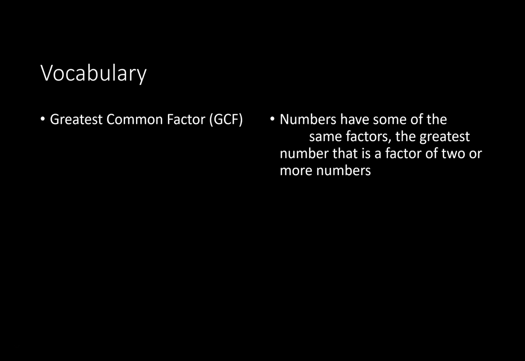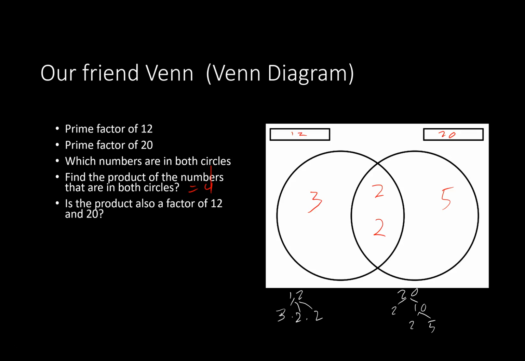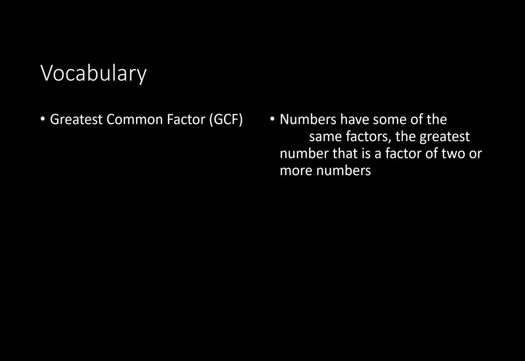So what we're working on today is the greatest common factor. The greatest common factor here was the number 4, because those are the two that were in the middle of the Venn diagram. So greatest common factor: numbers that have some of the same factors, the greatest number of that factor of 2 or more numbers. That's why I say if it ends up being 2 times 2, it could be multiple ones together to make the greatest common factor. Usually you'll end up listing them all out.